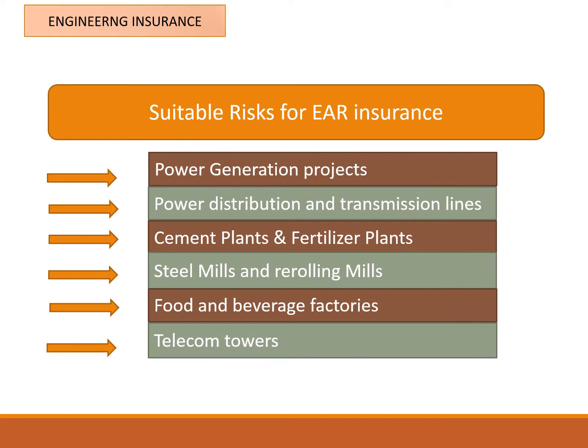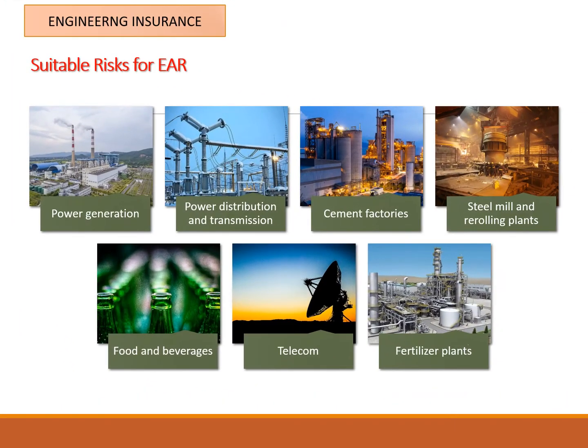Suitable risks for EAR insurance: power generation projects, power distribution, transmission lines, cement plants, fertilizer plants, steel mills, reloading mills, food, beverages, telecom towers. That is, erection of cement factories, steel mill erection, reloading plant erection, food and beverages plant erection, various telecom tower installations, and fertilizer plants, etc.